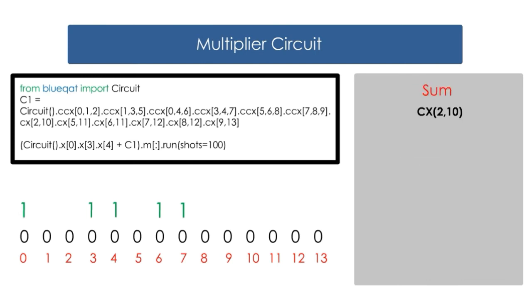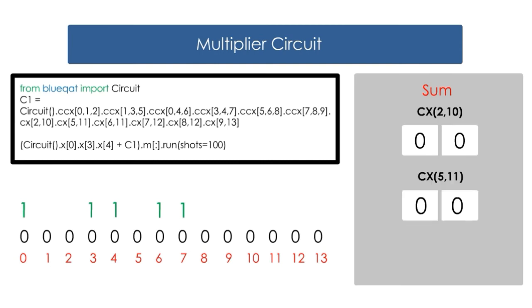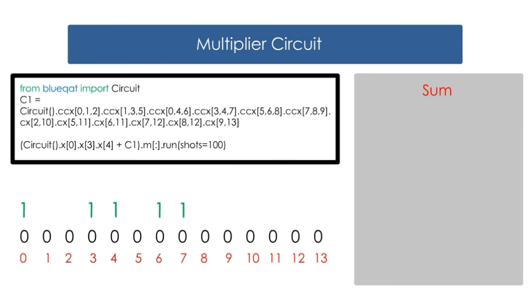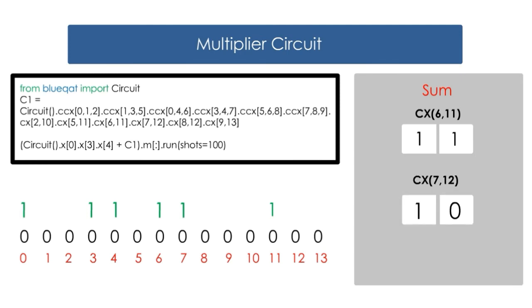We take qubits at 2 and 10. Since the control gate is 0, the target gate will not flip. Next, we take qubits at 5 and 11. Since the control gate is 0, the target gate will not flip. Then next, we take qubits at 6 and 11. Since the control gate is 1, then the target gate will flip to 1. Next, we take qubits at 7 and 12. Since the control gate is 1, then the target gate will flip to 1.